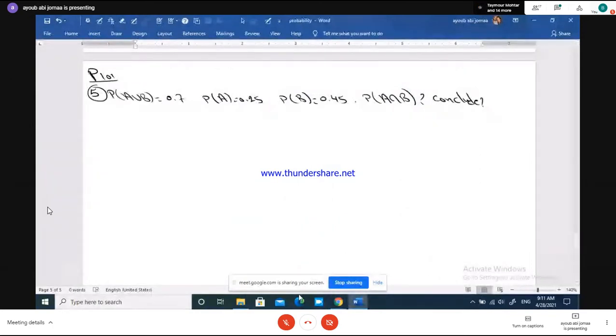How to find probability of A intersection B, Daniel? Yeah. How to find probability of A intersection B? Put a rule.